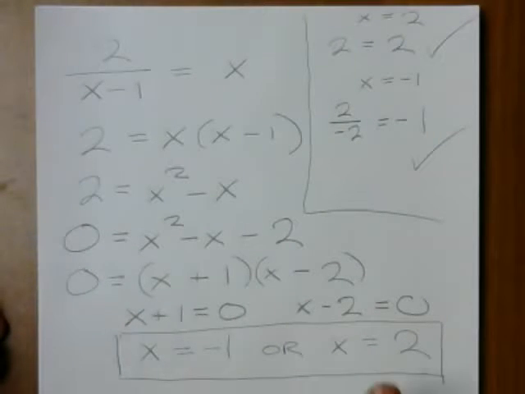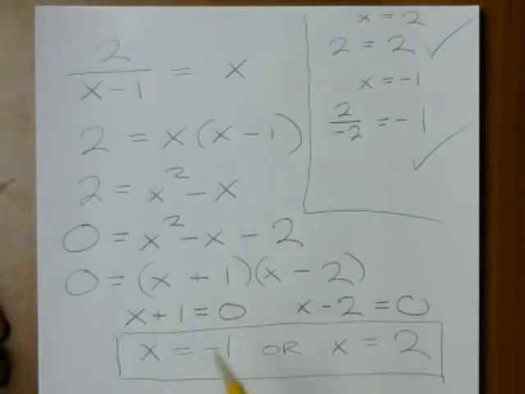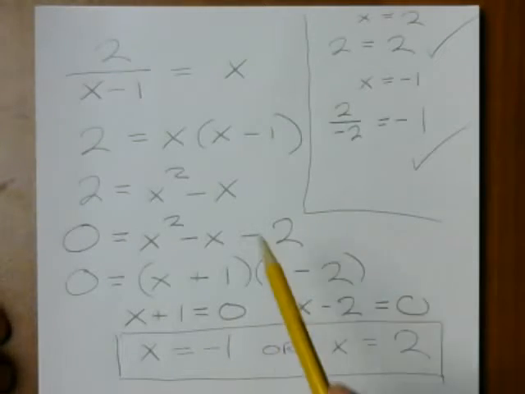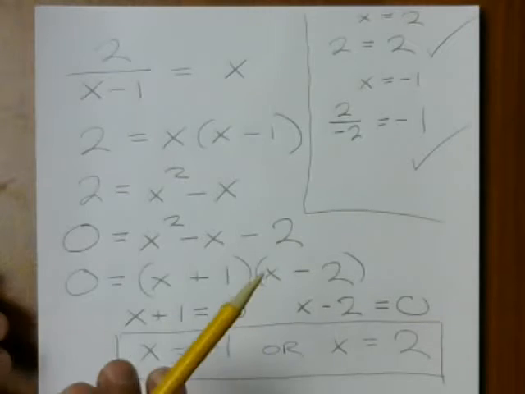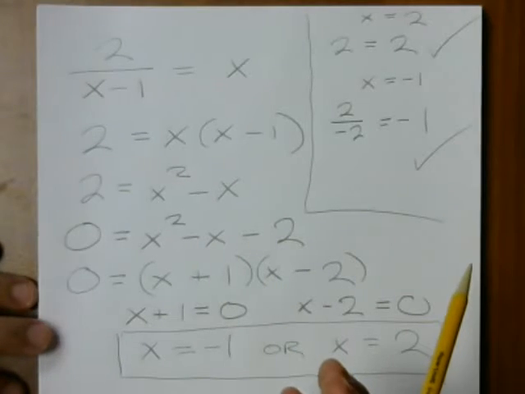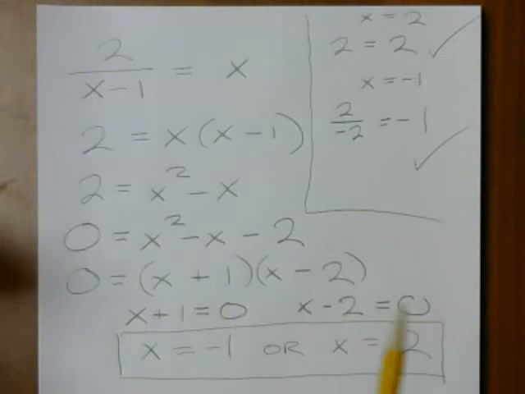Now, if you want to know why we didn't end up having to throw out anything, well, at these two values, minus 1 and 2, x minus 1 is not 0. So we multiplied both sides by numbers that ended up not being 0 in these cases. And since the equation was satisfied after multiplying by those non-zero constants, both of those end up being valid solutions to the question.